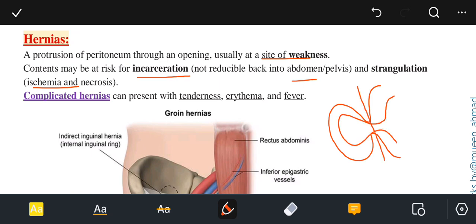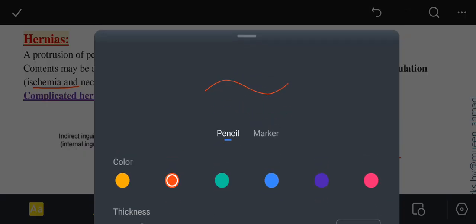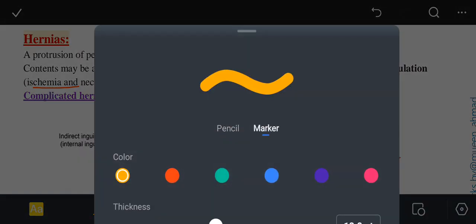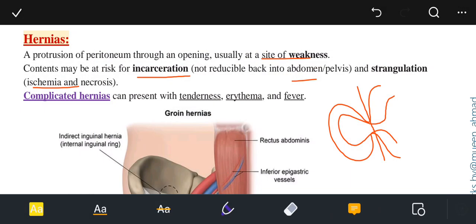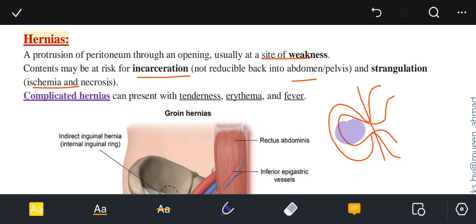If the blood supply is obstructed, this area starts becoming necrotic, and there is a very limited palette. Let's use this color. So when this area becomes necrotic, just give me a second. It does not look necrotic. Let me use this color. Yep. So now you can see that this area is becoming cyanotic, and then later on it will become necrotic. So this necrosis and ischemia is termed strangulation.